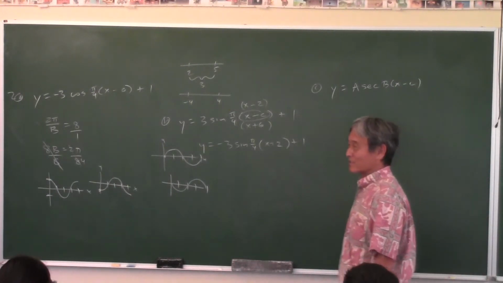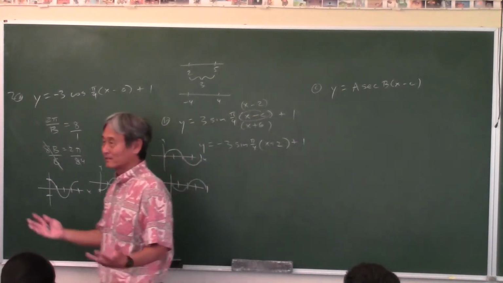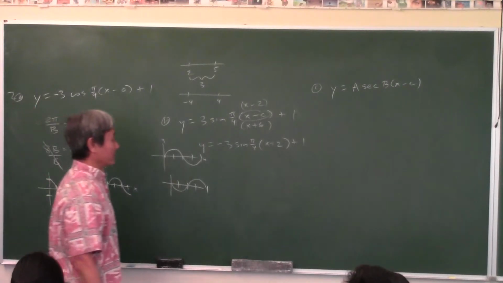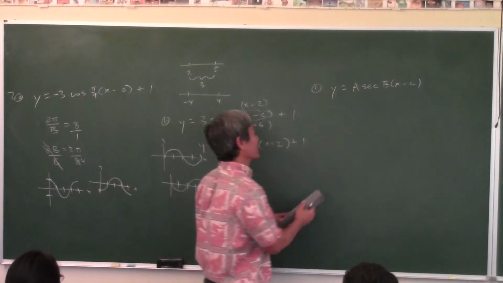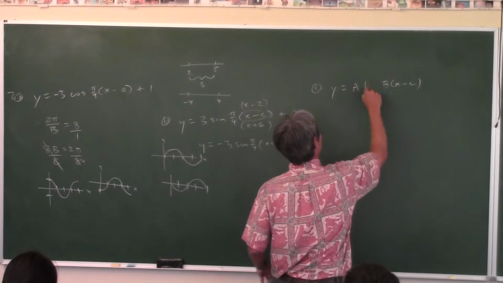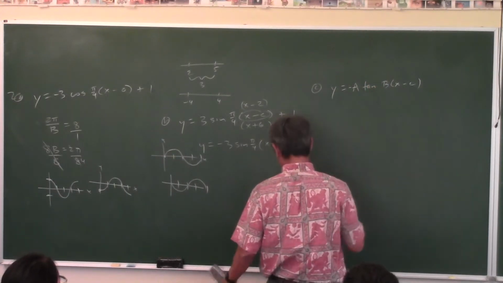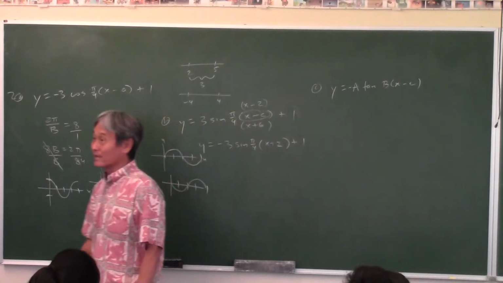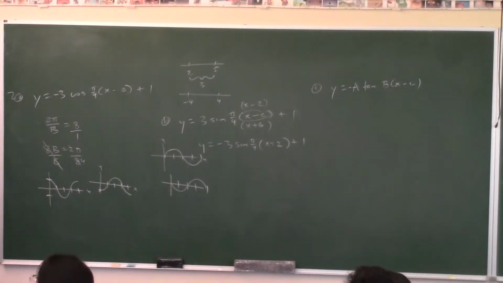Okay, so the first thing, what do you want to look for? It's negative. It's a negative tangent graph. Well, wait, we're not doing secant, we're doing tangent. Okay, somebody said negative, and yeah, it is negative. And then what is it? Negative 1, negative 2, negative 3. How do you tell?